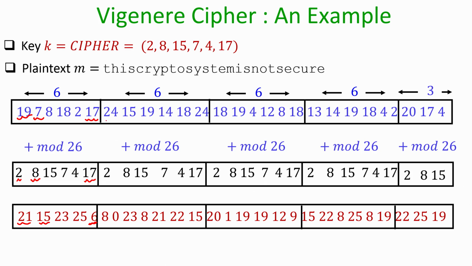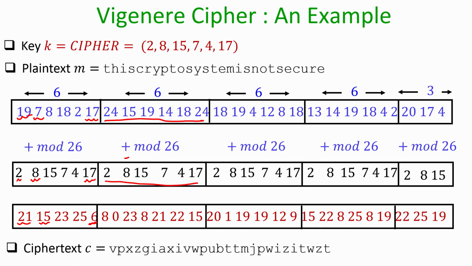In the same way, we take the second block and again we add the characters of the key one by one and do the modulo 26 operation. Consequently, once we obtain the ciphertext characters, where the alphabets belong to the set 0 to 26, each of those alphabet characters gets mapped back to the English character set, and as a result, this string will be the encryption of the plain text, this crypto system is not secure.